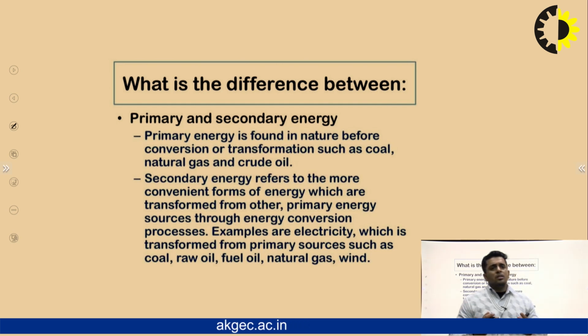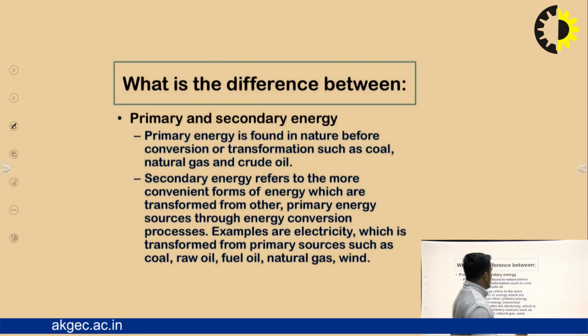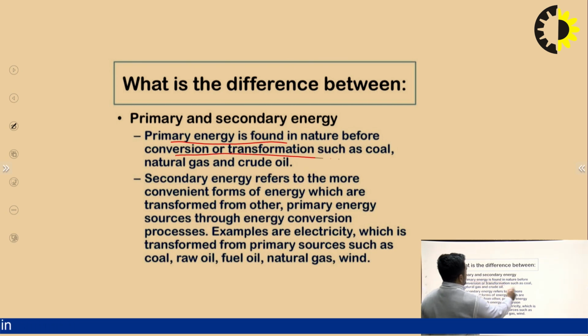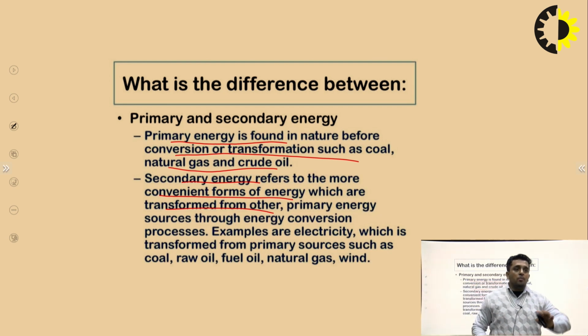You can say in this manner, the energy which doesn't require any conversion, which can be used directly. See what is written here. Primary energy is found in nature before conversion or transformation, such as coal, natural gas, and crude oil. And secondary energy refers to the more convenient form of energy which is transformed from other sources. Means the energy which can be used directly without any conversion is the primary source of energy. But the secondary source of energy is the energy which is obtained in the converted form.